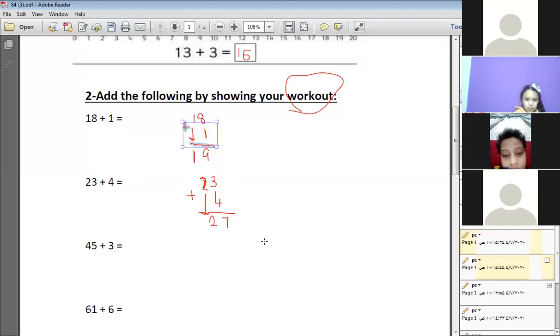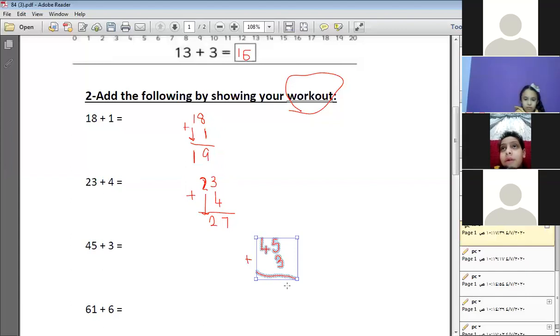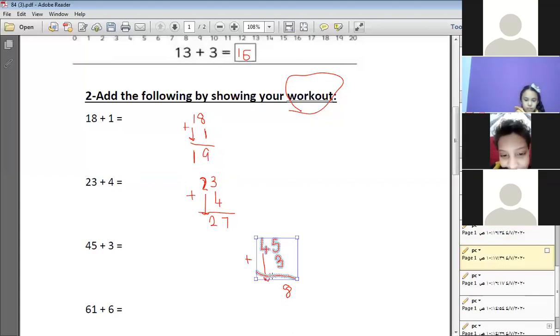Okay. Next one, 45 plus 3. We'll put the 3 under the 5 because it is a unit. So I have to put the unit under the unit. Put my numbers, put my line. And don't forget to put your sign. 5 in your mind, the 3 on your fingers after the 5, 6, 7, 8. So it will be 8. And what about the 4? The 4 will remain as it is, and I will put it here because nothing is under it, so it will be 48.